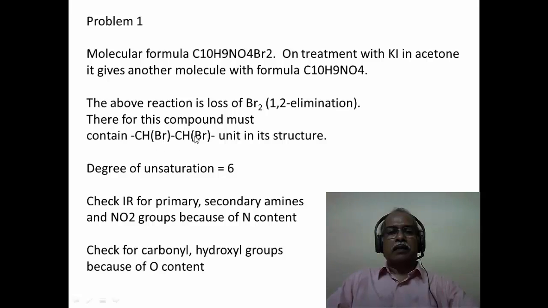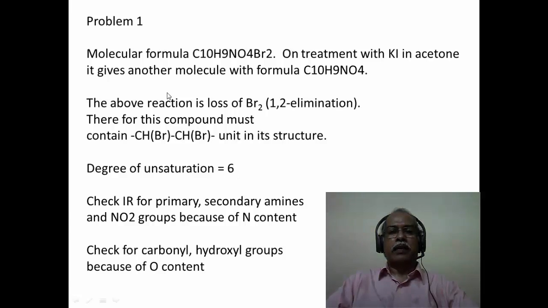In other words, the structural unit that would be responsible for the loss of bromine on treatment with potassium iodide and acetone would be a 1:2 dibromo derivative. So this structure is an important element of this particular molecule, and the evidence comes from a non-spectroscopic technique, namely the chemical reactivity of this particular compound. Now from the molecular formula of the original compound, namely C10H9NO4Br2, the degree of unsaturation is calculated as 6. This is an important information because towards the end we can check whether this satisfies this particular criteria also in terms of the structure that we obtain.